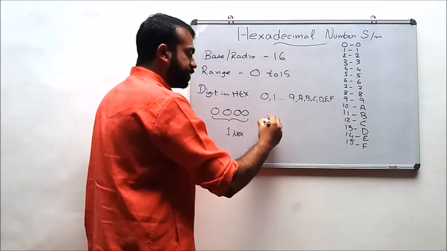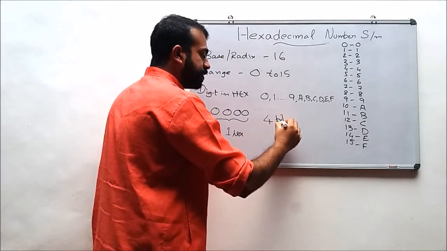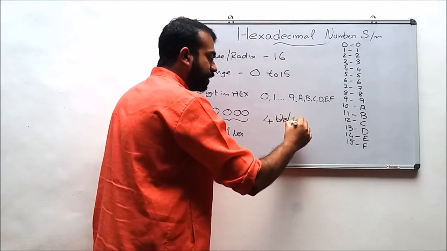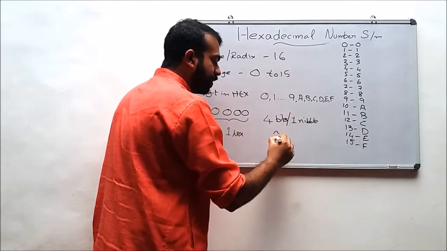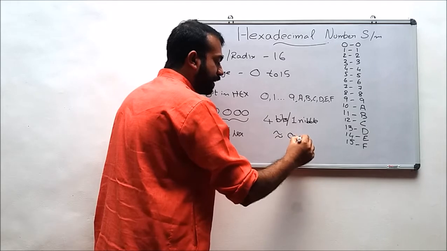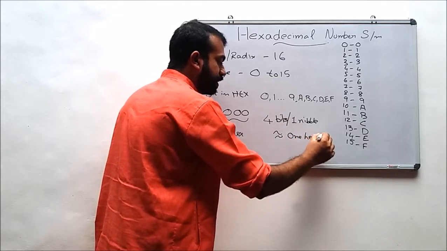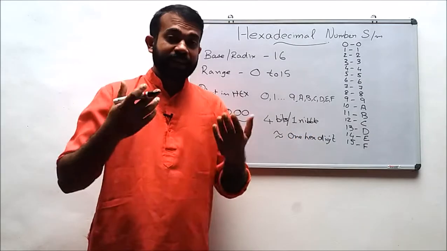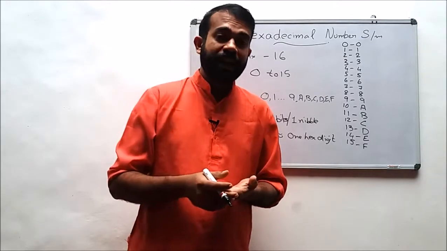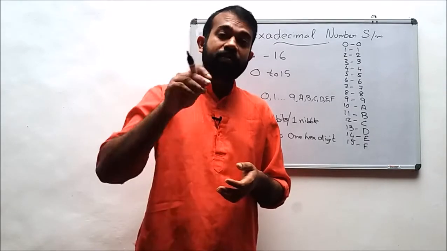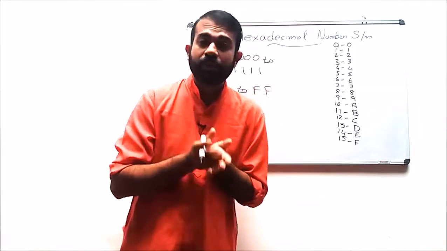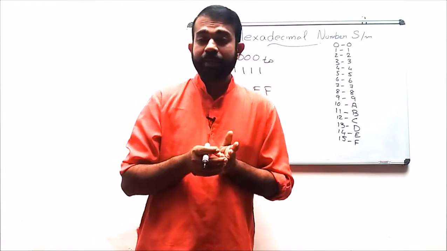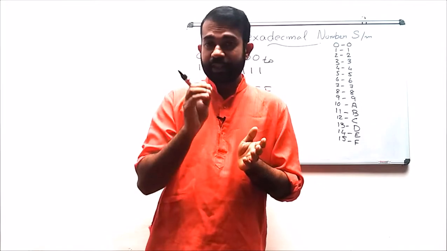So 4 bits, or one nibble, N-I-B-B-L-E, is equivalent to one hexadecimal digit, one hex digit. So one hexadecimal digit can represent one nibble, or 4 binary digits or bits. As we discussed, the 4 binary digits or bits can be represented by using a single hexadecimal digit.